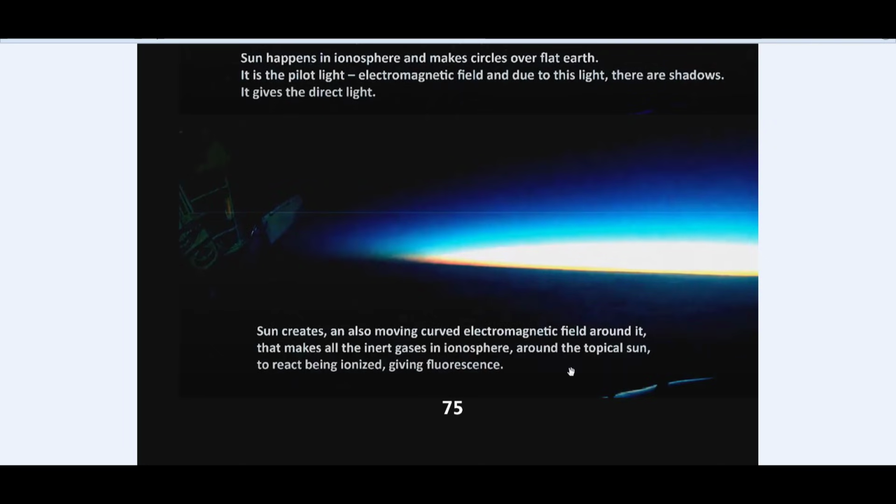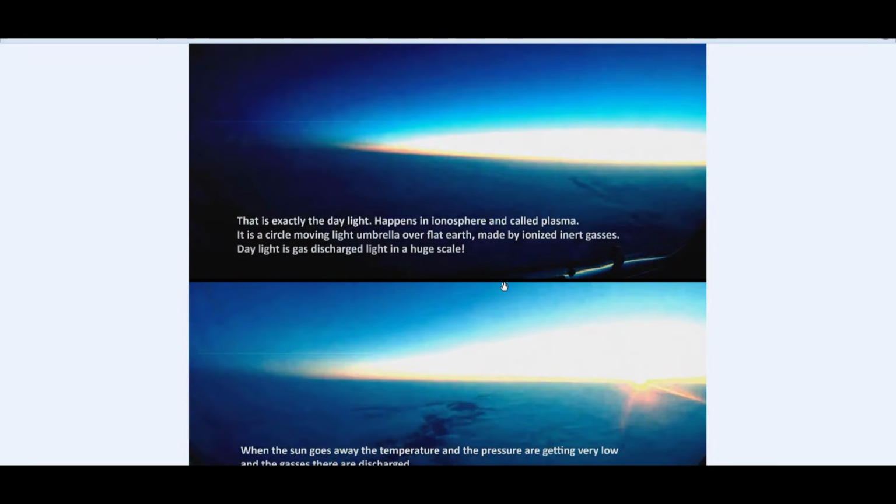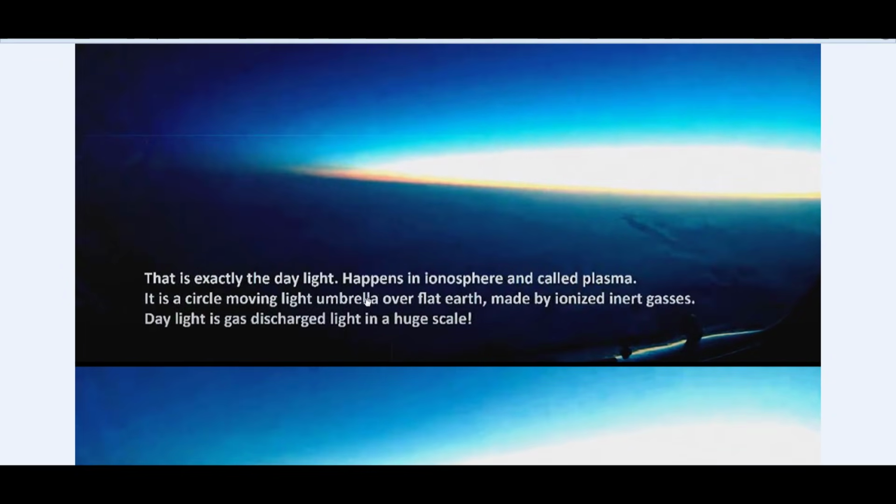So what happens is that because the gases are always present, they get ionized. They react. They react with the electromagnetic source and force field of the sun. The electromagnetism reacts with the gases, and that gives them fluorescence, and that creates the light that we see in the sky with different colors. And it's because of the moving, curved electromagnetic field that interacts with the noble gases, and that is exactly the daylight. It happens in the ionosphere and called plasma as well.